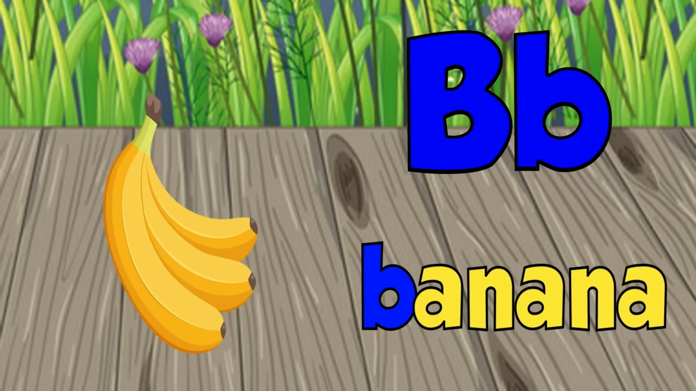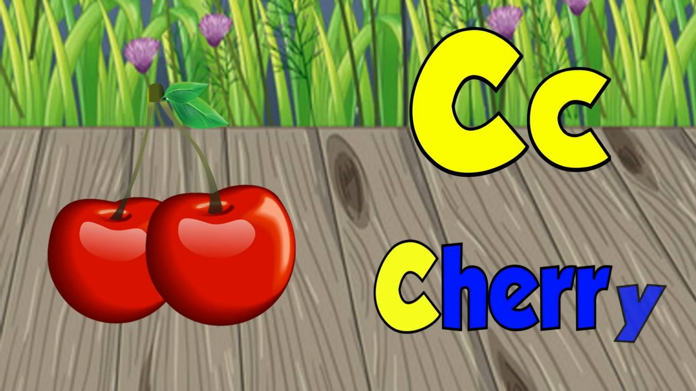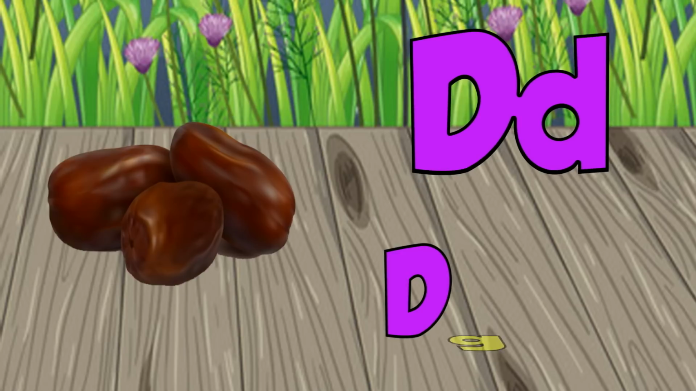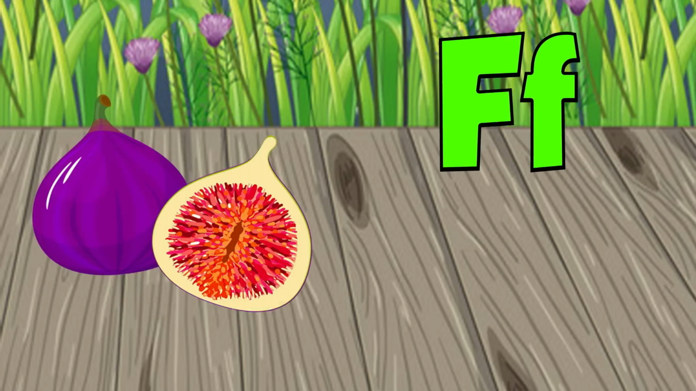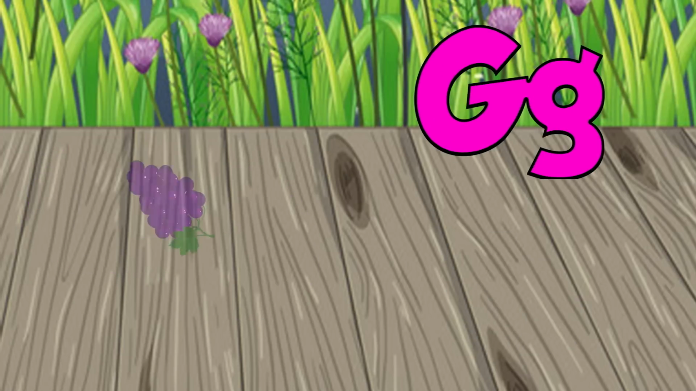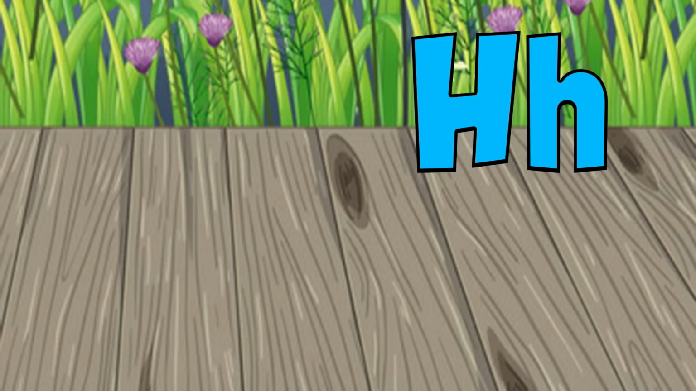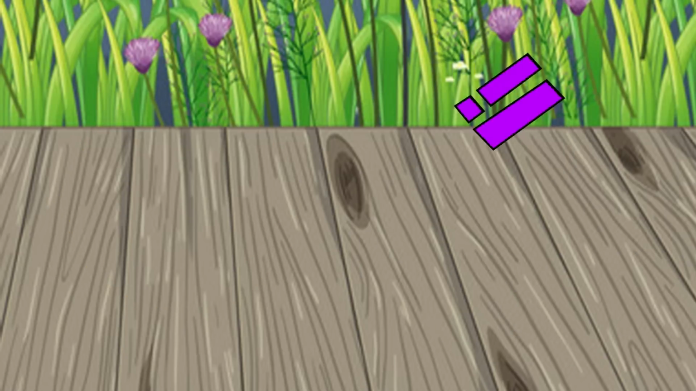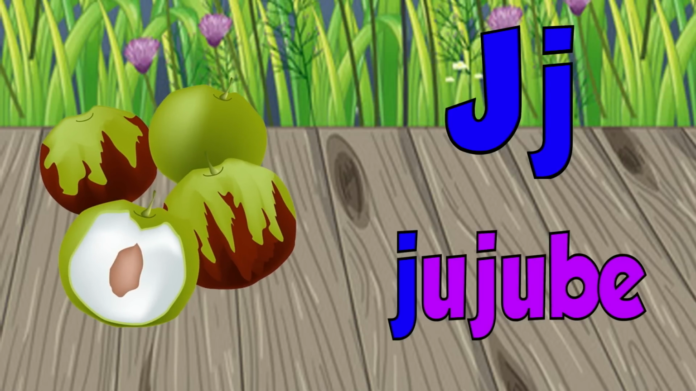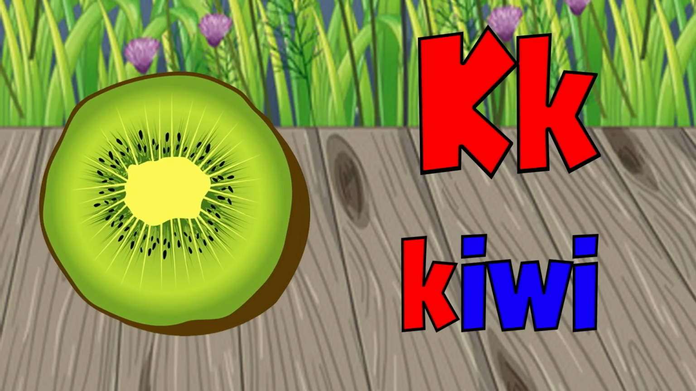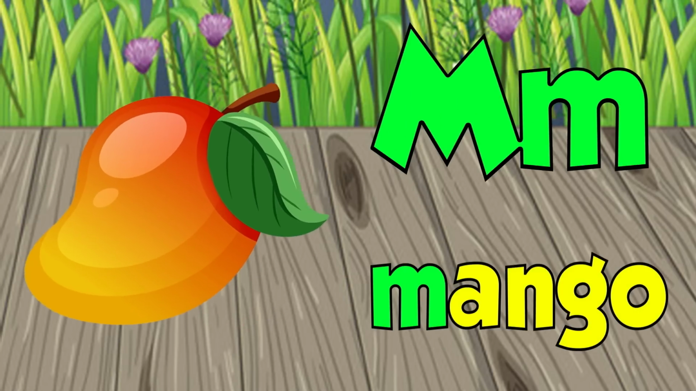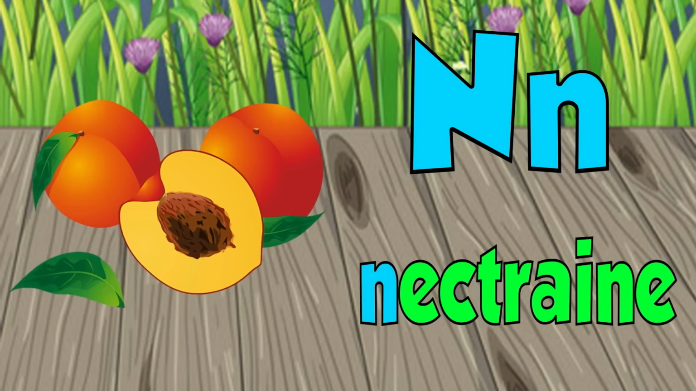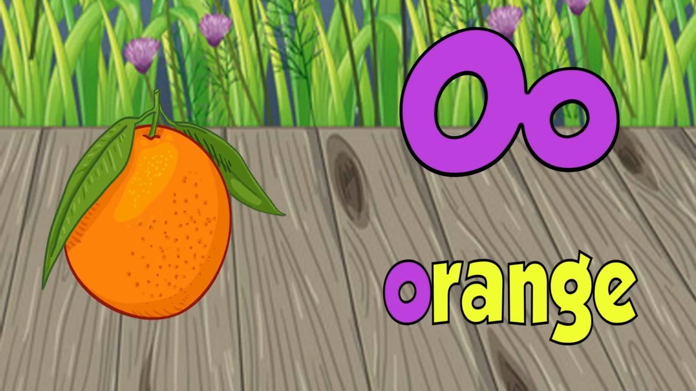A for apple. B for banana. C for cherry. D for dates. E for elderberry. F for fig. G for grapes. H for honeydew. I for Indian apple. J for jujube. K for kiwi. L for lychee. M for mango. N for nectarine. O for orange.